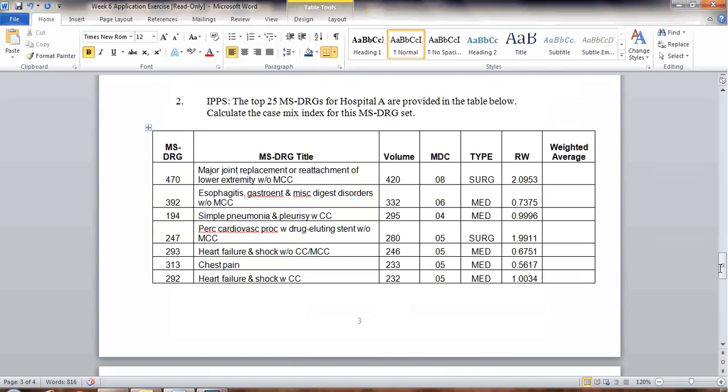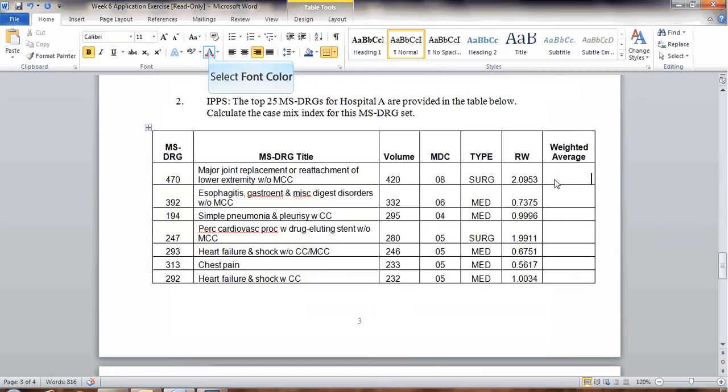We have the volume, we have the major diagnostic category, we have the type of DRG, and we have the relative weight. What we're asked to do for our first step is to calculate the weighted average for each DRG. So to perform this calculation, you're going to multiply the volume, which is here in the first column, by the relative weight, which is in this last column.